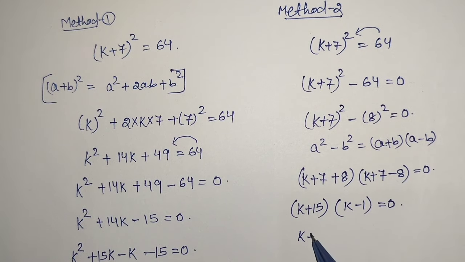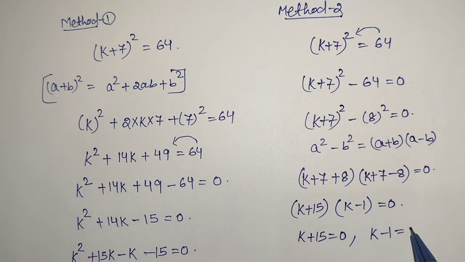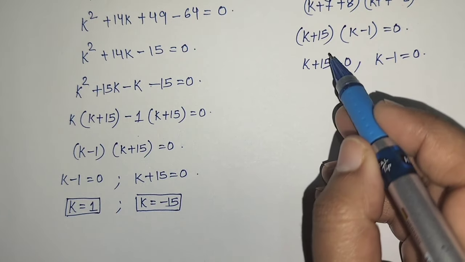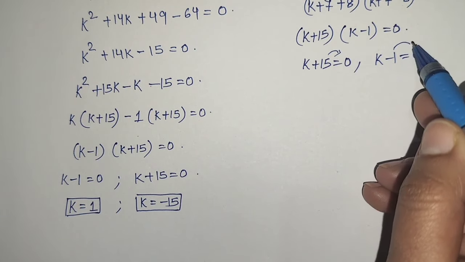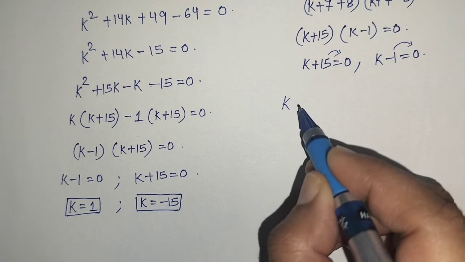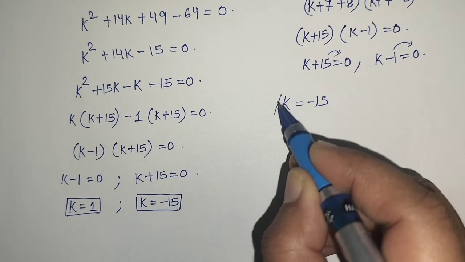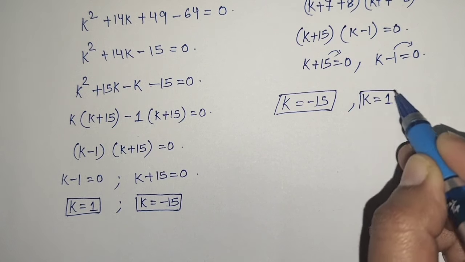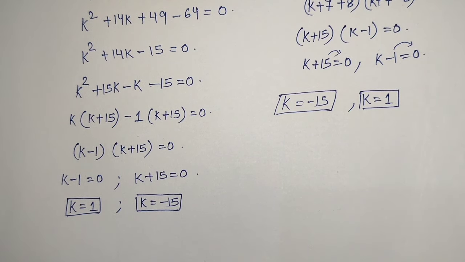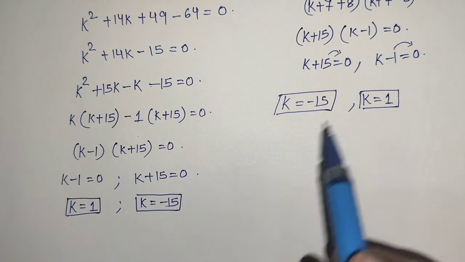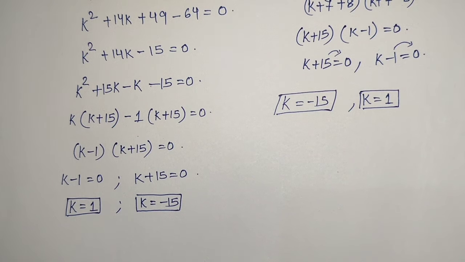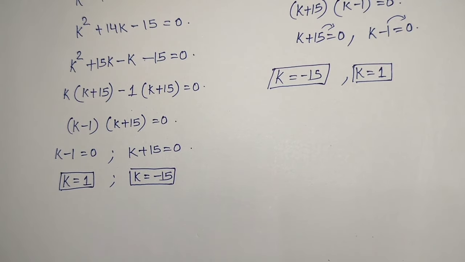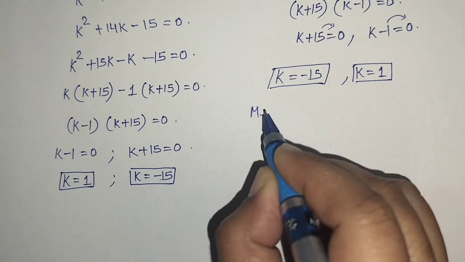Then k + 15 = 0, and another one is k − 1 = 0. Then 15 we move, minus 1 will be moved. Then k = −15 and k = 1. This is method number 2. Same answer but different method you solve these problems. Then method 3.